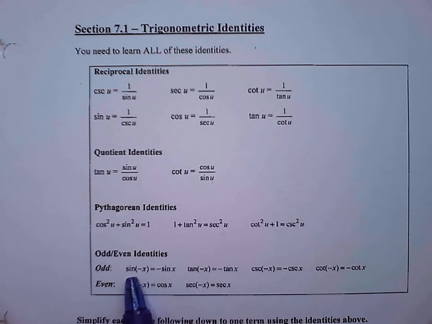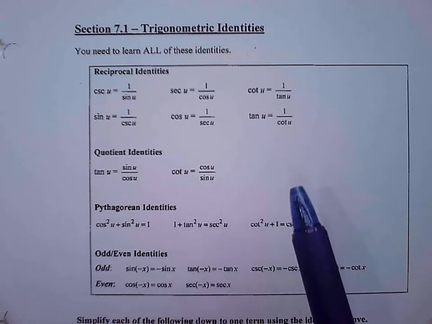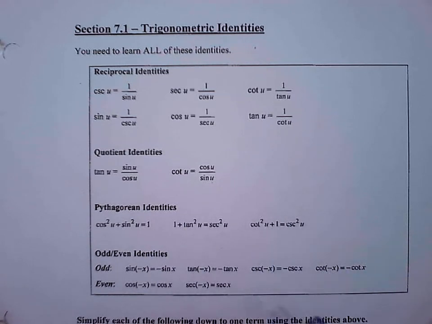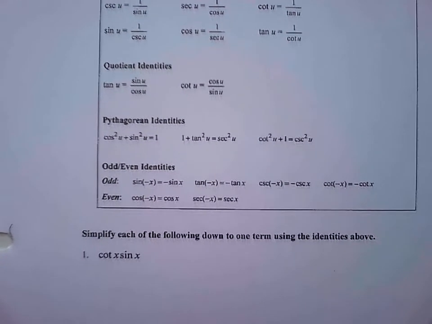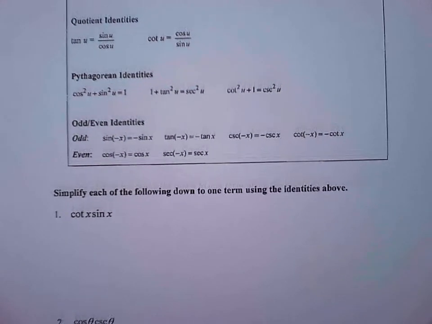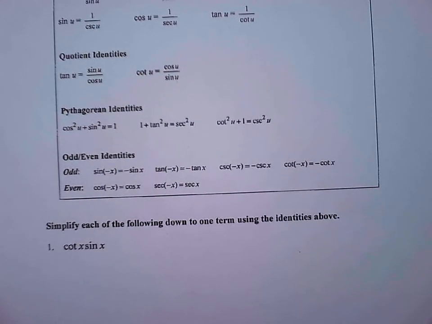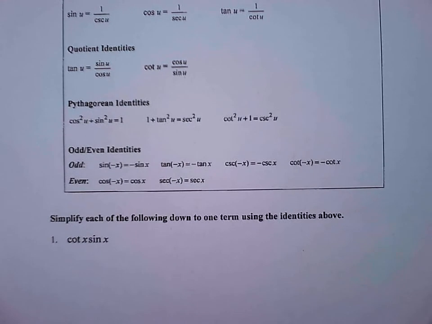Keep in mind that the sine, tangent, cosecant, and cotangent are all odd functions, and even functions are going to be the cosine and the secant. Now, I would suggest that until you know these off the top of your head, keep these handy, especially in this section. We're gonna try to apply these a lot. So first off, it says, simplify each of the following down to one term using the identities above. Alright, so let's see here.